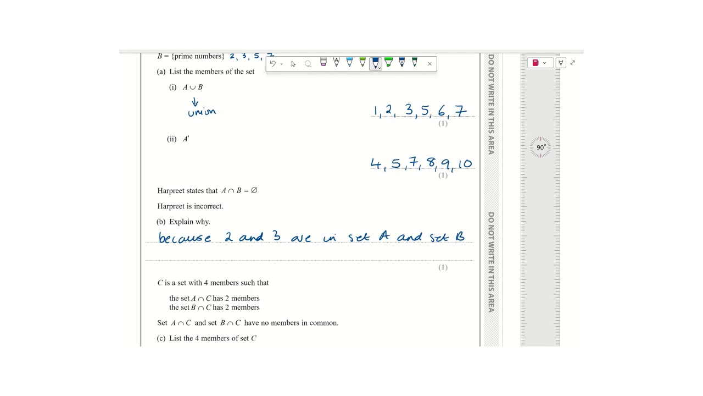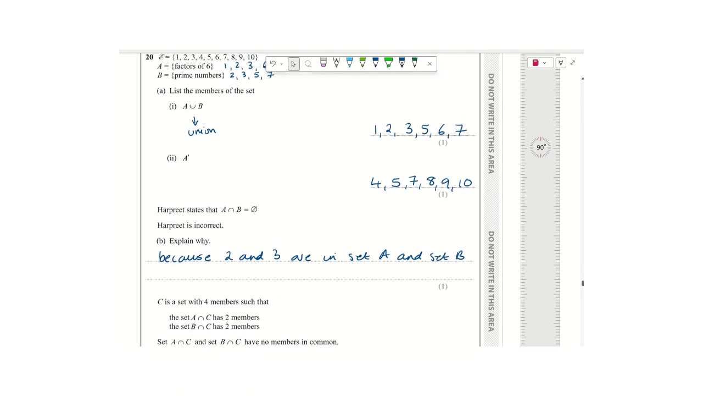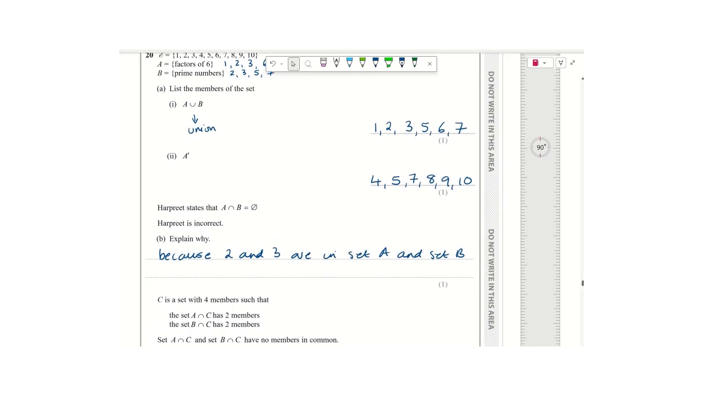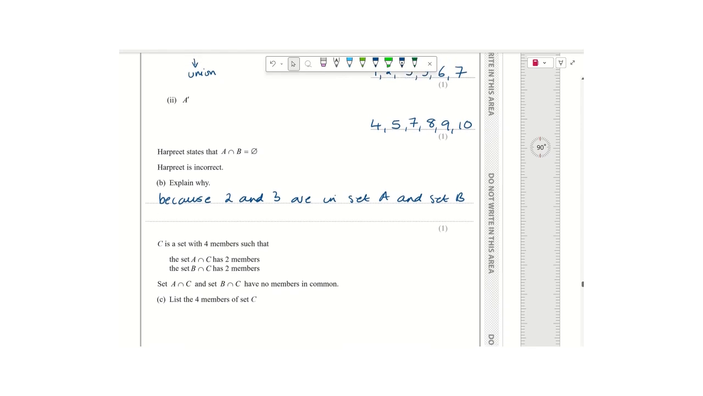C is a set with 4 members, so the intersection of A and C has 2 members, and the intersection of B and C has 2 members, and they don't have any in common. So if they don't have any in common, it cannot be 2 and 3. So the intersection with A must be the 2 members.